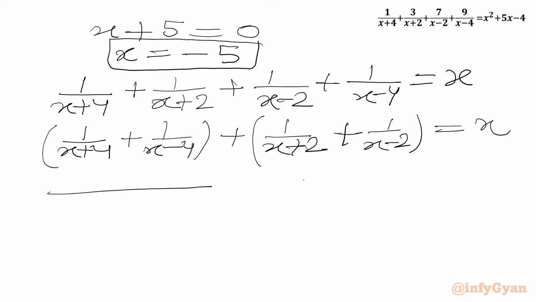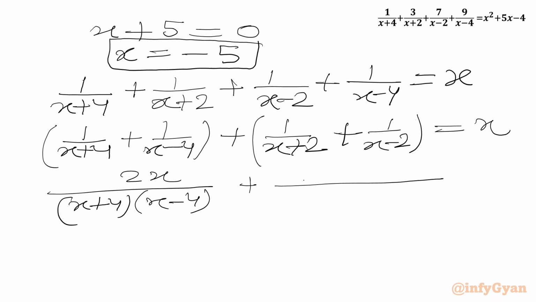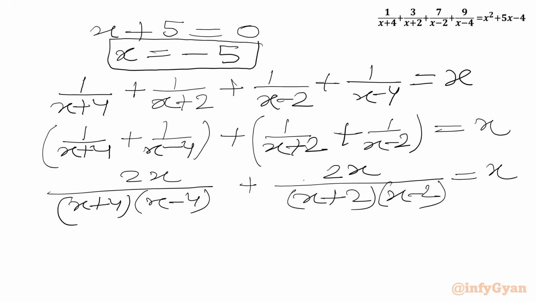So in the denominators, we will write x plus 4 times x minus 4 over here. And in the numerator x minus 4 plus x plus 4, we will get 2x. Plus in the denominator, we will get the product of both, x plus 2, x minus 2, and in the numerator x minus 2 plus x plus 2 will be 2x, equal to x. Now we will take all the terms to the LHS and x is common.